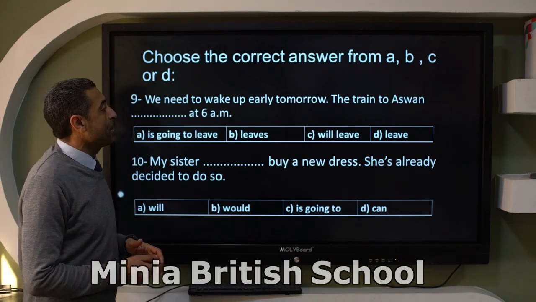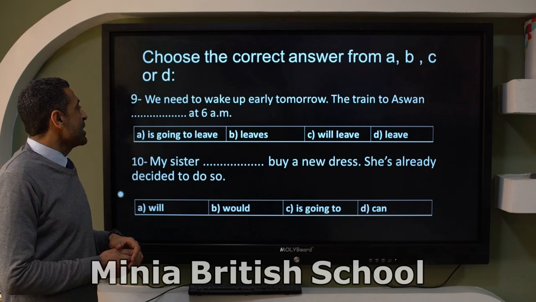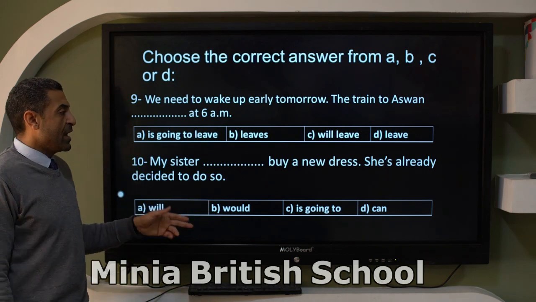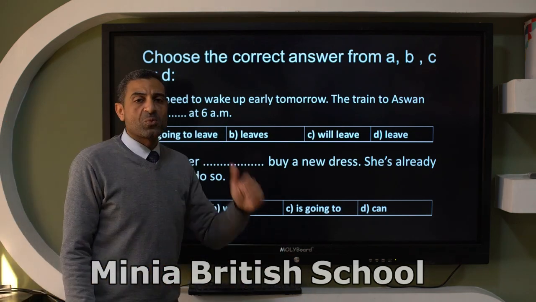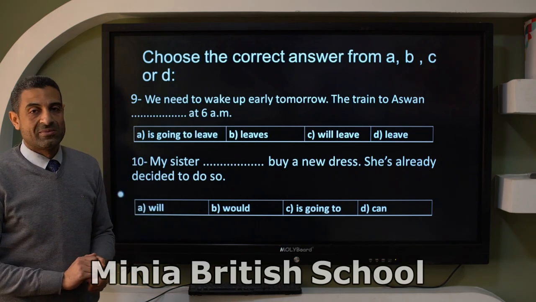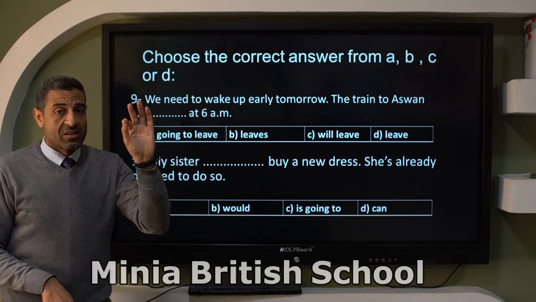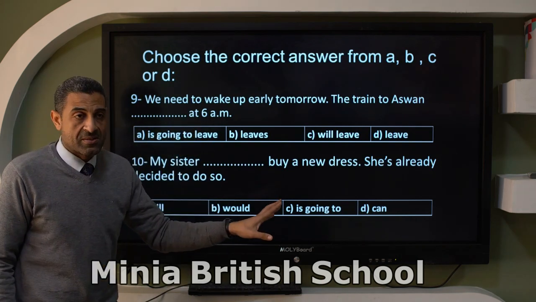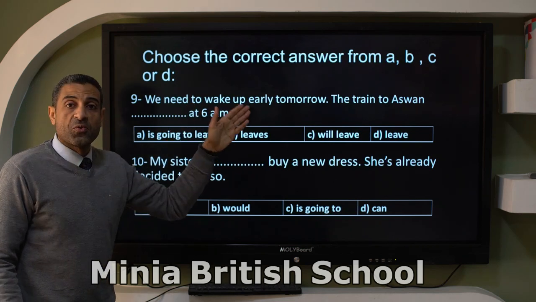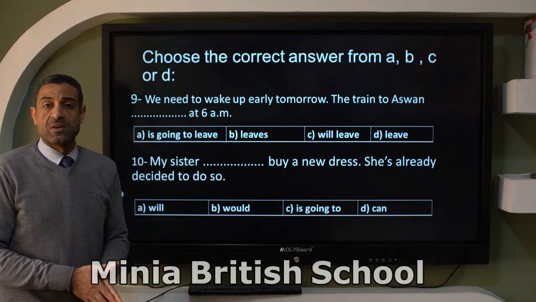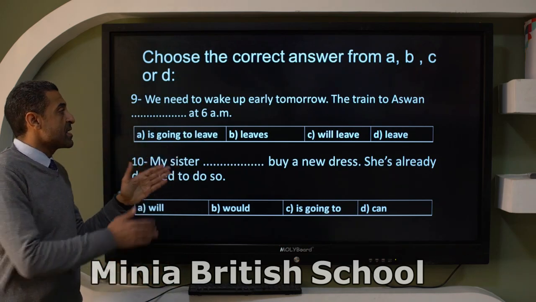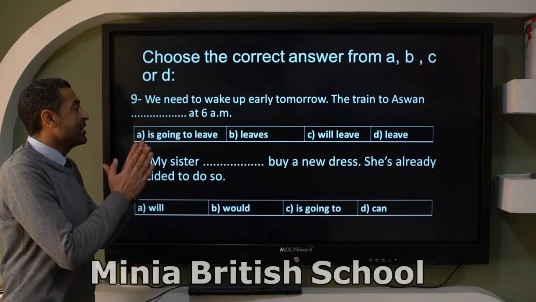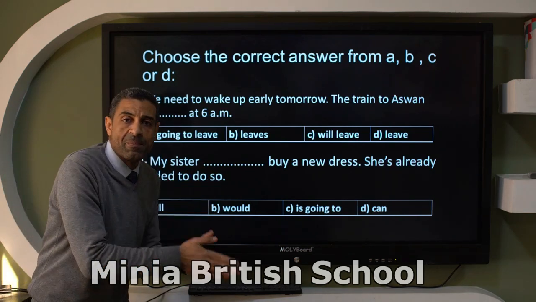We need to wake up early tomorrow. The train to Aswan ___ at 6 a.m. Wow, it's tomorrow. Okay, so the train will leave. Oh, stop. No, it's not will leave. Carefully, you have to think of the sentence. What kind of future here am I talking about? Or the sentence is talking about? It's a timetable. This is the train timetable. The train leaves every day at 6 a.m.